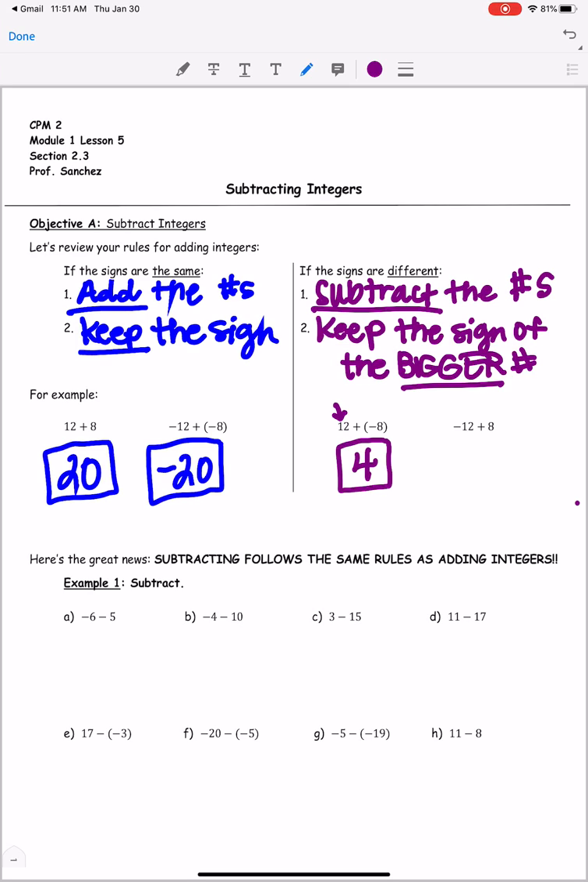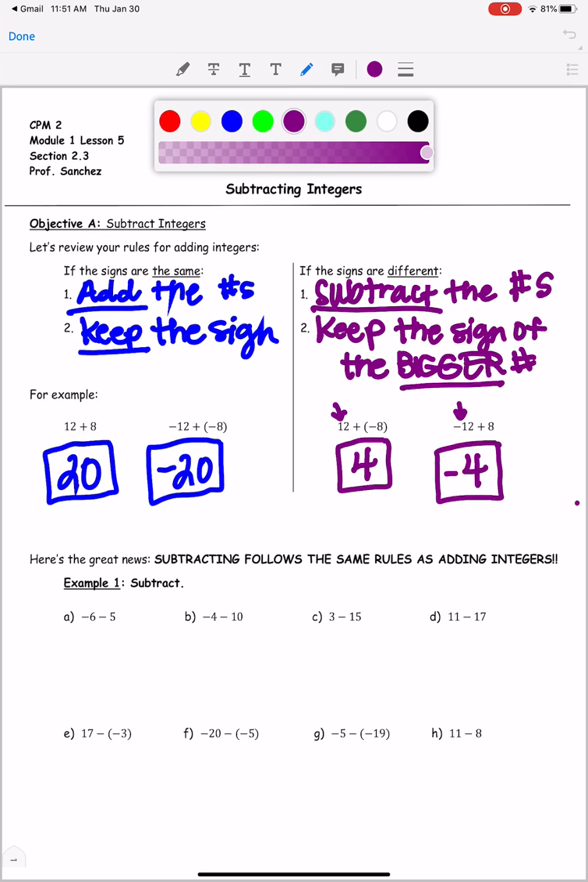Now when I flip those signs, now I have negative 12 and a positive 8. So again, different signs. Subtract, and subtract as if that negative is not there. 12 minus 8 is 4, and you're keeping the sign of the bigger number, and in this case it's 12, which is negative. Okay, so that's our review of adding integers.